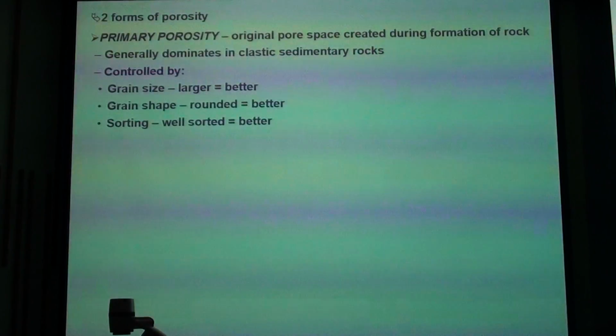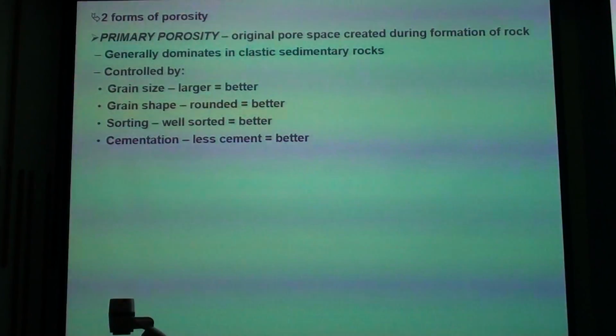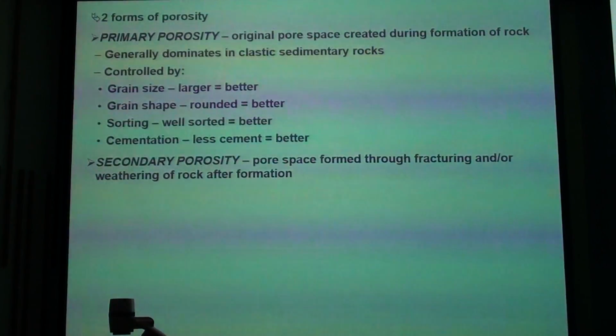So for a really good aquifer, you want large grains, rounded grains, well sorted, so all the same size. That'll give you a great aquifer. It doesn't always happen that way. Cementation, less cement, better porosity, not filling up those void spaces with material that's taking the place of the water. Secondary porosity, pore space formed through fracturing and weathering of the rock after its formation. So you get secondary porosity in all rock types, right?